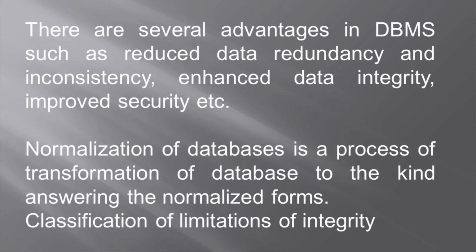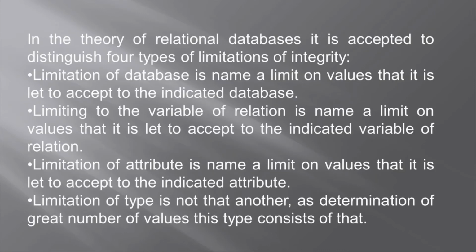Classification of limitations of integrity. In the theory of relational databases, it's accepted to distinguish four types of limitations of integrity. First, limitation of database is a limit on values that it is allowed to accept for the indicated database. Second, limitation of the relation variable is a limit on values that it is allowed to accept for the indicated relation variable.